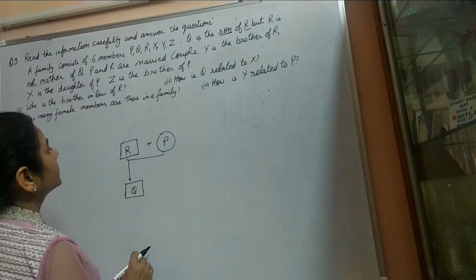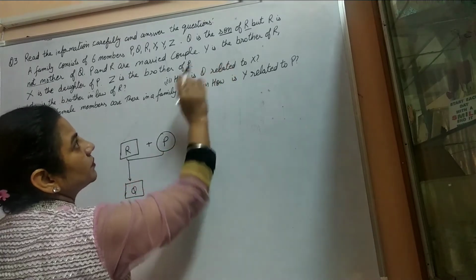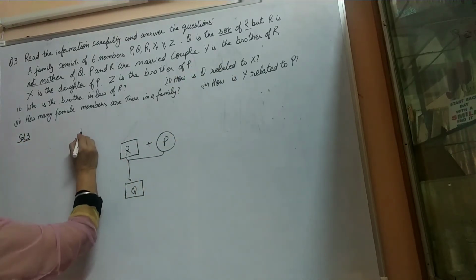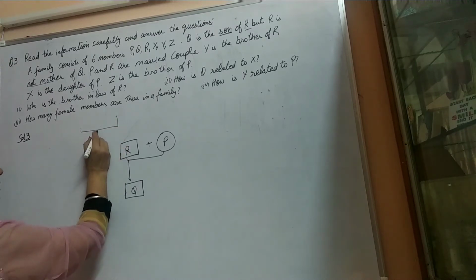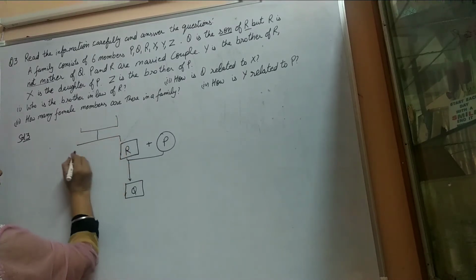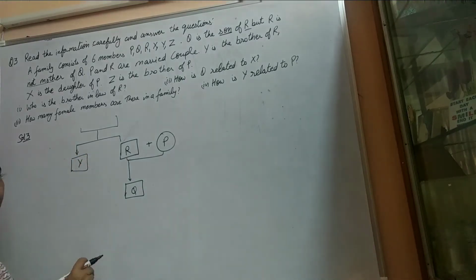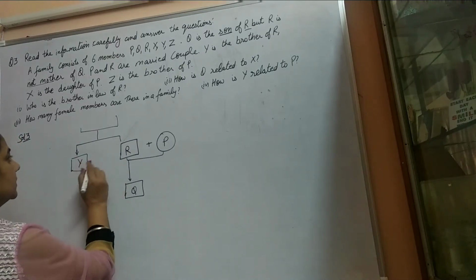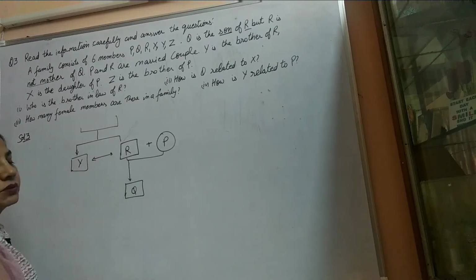Okay. Now let's continue. Y is a brother of R. That means the parents of R have 2 children, Y and R. And they are brothers to each other.